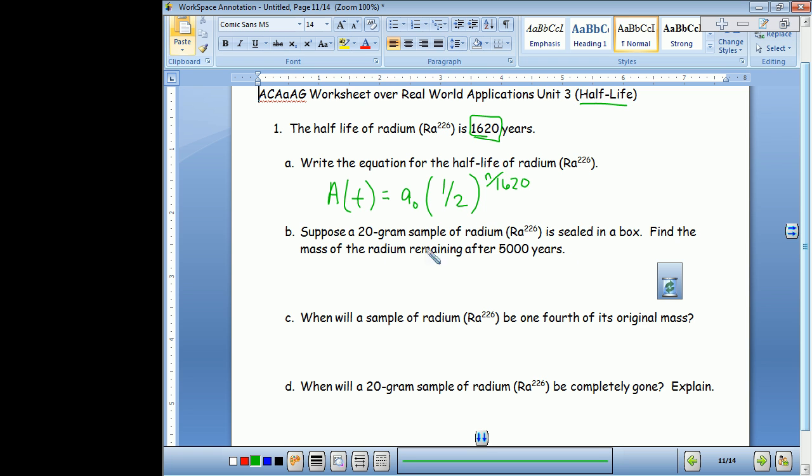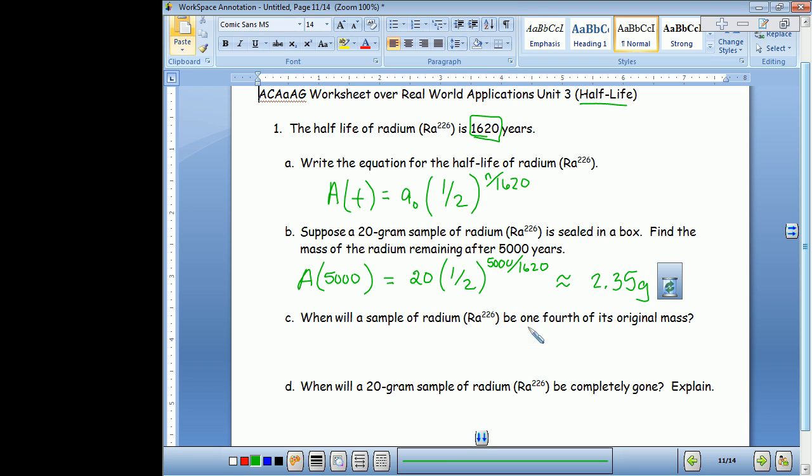So let's plug in the pertinent information here for B. Suppose a 20-gram sample is sealed in a box. Find the mass remaining after 5,000 years. So we want the amount remaining after 5,000 years is equal to the initial amount, which is 20 grams, times its half-life. So I'll do 1/2 raised to the, we're leaving it in there 5,000 years. But how many times is that? If my half-life is 1,620, well, you'd take that 5,000 and divide by 1,620. Okay, and that would give us approximately 2.35 grams remaining.